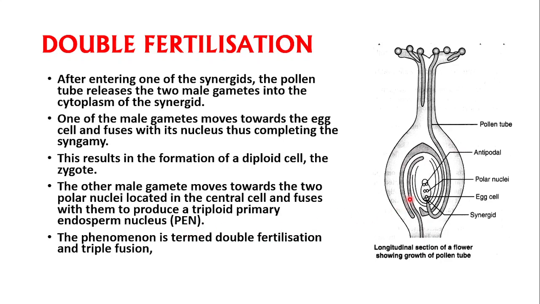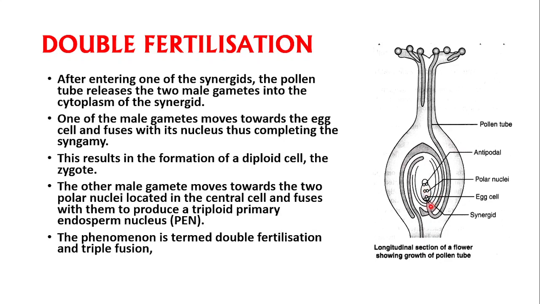Why is the primary endosperm nucleus called triploid? Because it is formed by the fusion of three nuclei. That is why it is called the triploid primary endosperm nucleus. And what will this primary endosperm nucleus become further? In future it will develop into nutritive tissue for the developing embryo.